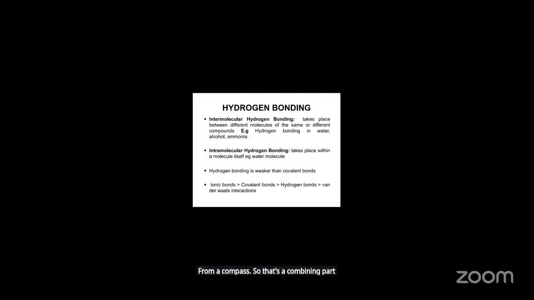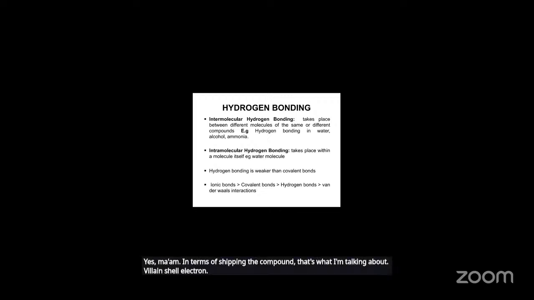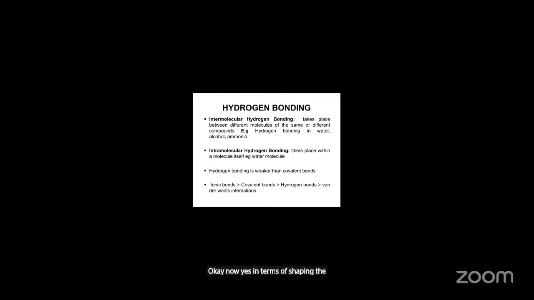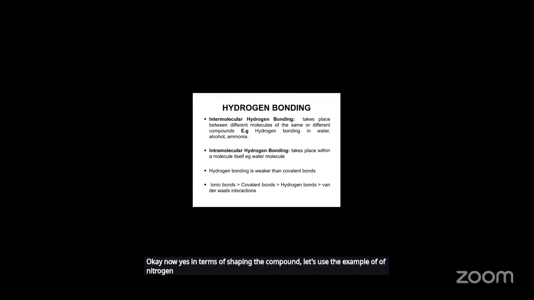Yes, ma. That is valence. But in terms of shaping the compound, that's what I'm talking about. Yes, in terms of shaping the compound, let's use the example of nitrogen. Now, nitrogen has an atomic number of what?